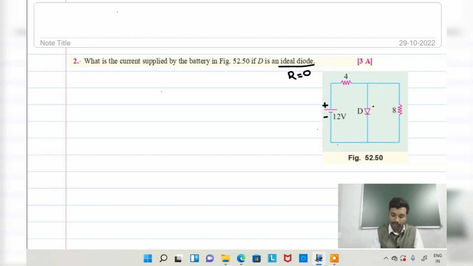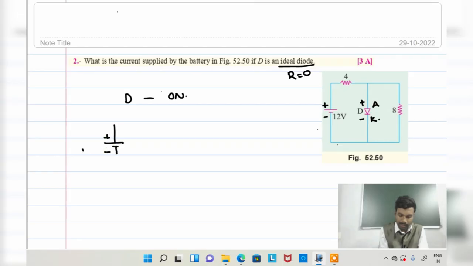First, the polarity is plus and minus because this is a DC supply. This plus is connected to the anode of the diode and this negative is connected to the cathode of the diode. Once diode D has its anode positive and cathode negative, it is in the on state. It acts as an on switch. Our equivalent circuit diagram will be plus and minus 12 volt, as well as here 4 ohms.